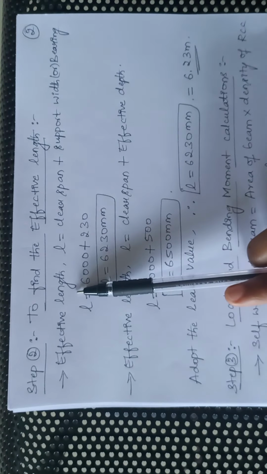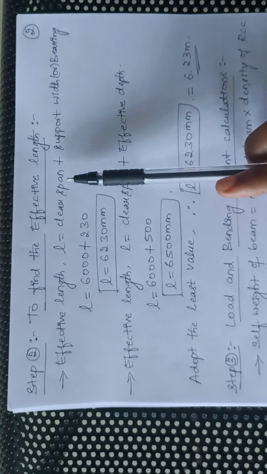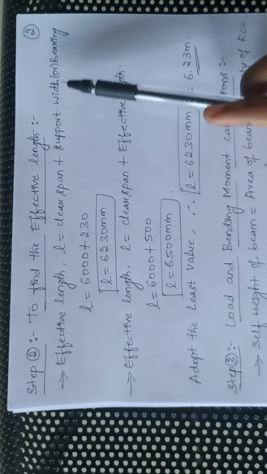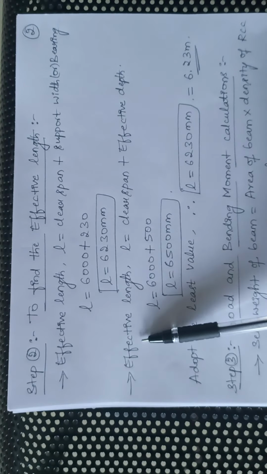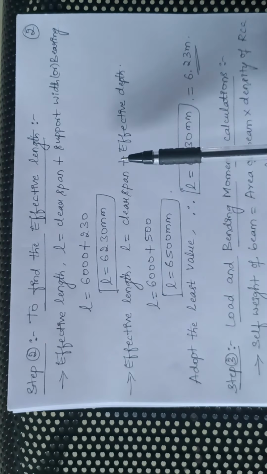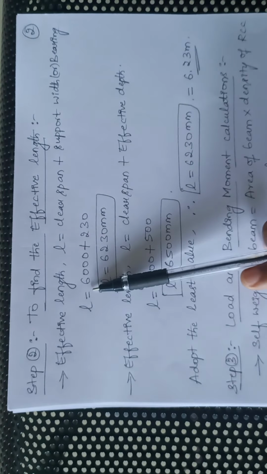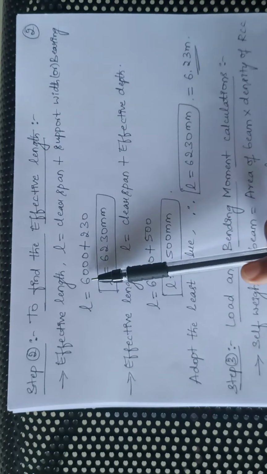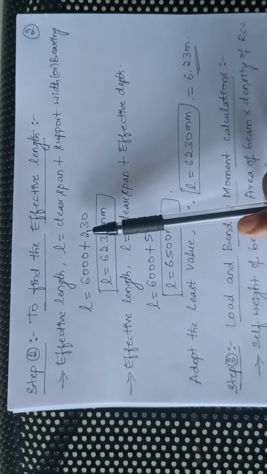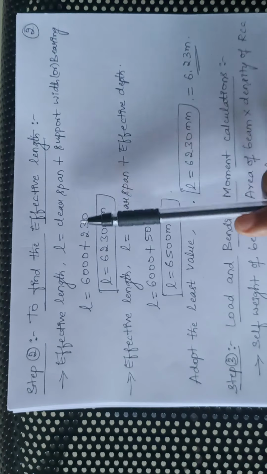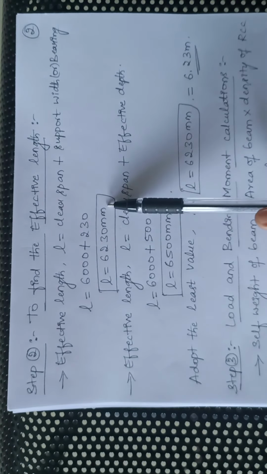Here you have two different formulas for finding the effective length. The first formula is effective length is equal to clear span plus support width or bearing, whichever is given in the question. And the second formula is effective length is equal to clear span plus effective depth. Let us consider the first formula. The clear span of the beam is given as 6000 mm and the support width is given as 230 mm, that is given in the question itself. On adding these two values, we will get 6230 mm.